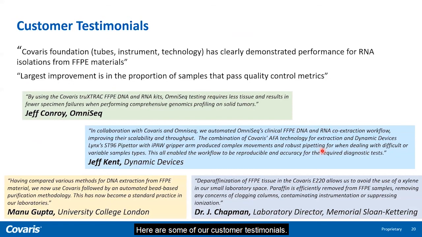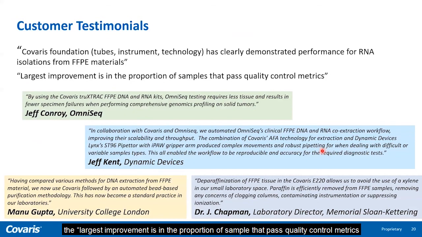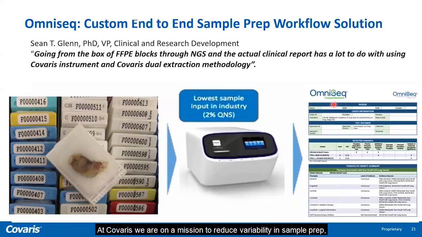Here are some of our customers' testimonials, and our customers speak for our technology. A few empowering comments are shared here, and a repeating theme from our collaborators is that the largest improvement is in the proportion of samples that pass quality control metrics that enables the samples to enter downstream applications, so no sample is left behind. At Covaris, we are on a mission to reduce variability in sample prep, simplify and accelerate workflow by reducing sample touchpoints.